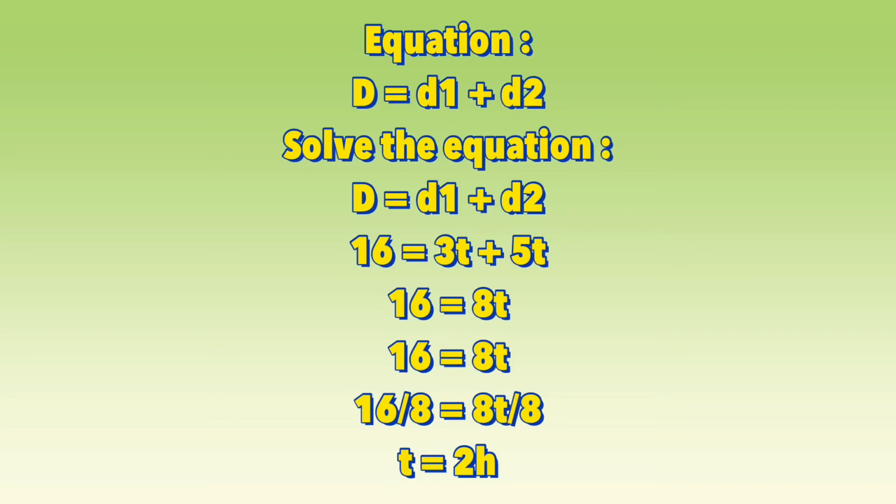Then we have to simplify. We're going to add or combine like terms. 3T plus 5T equals 8T. And just copy only the 16. And now we're going to divide both sides by 8. So it becomes now 16 divided by 8 equals 2. And 8T divided by 8 equals T. So our time equals 2 hours.